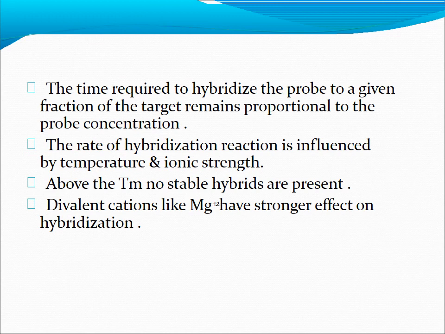The time required to hybridize the probe to a given fraction of target remains proportional to the probe concentration. The rate of the hybridization reaction is influenced by temperature and ionic strength. Above the Tm value, no stable hybrids are present. Divalent cations like magnesium have a stronger effect on hybridization.